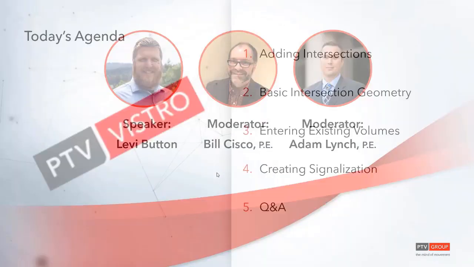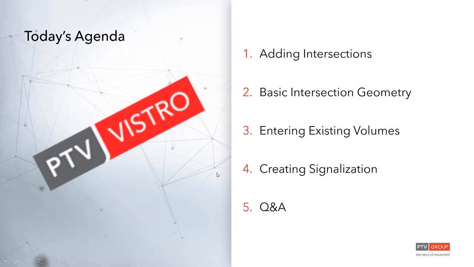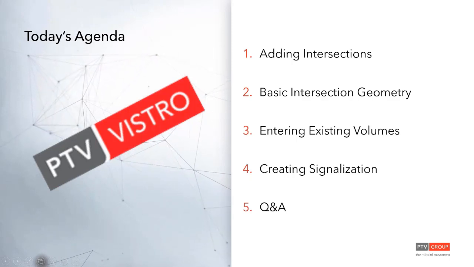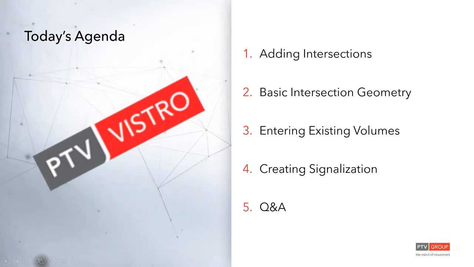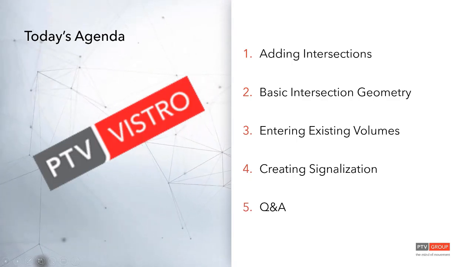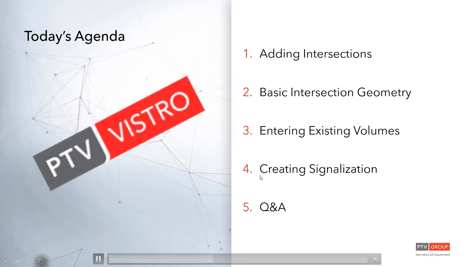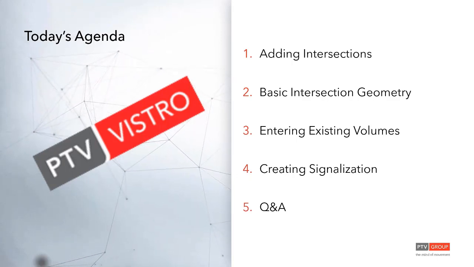All right. So today's agenda, we're just covering the basics. This is going to be the first of a multi-part series with Vistro that will be provided throughout the year. But today we're just going to be covering the real basic parts, like adding intersections, and then we'll be moving into configuring the geometry, entering existing volumes, creating signalization, and then again, like Adam said, doing our Q&A at the end.